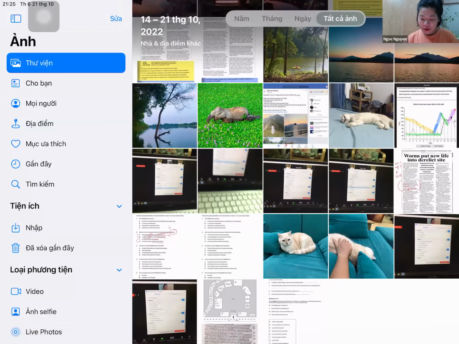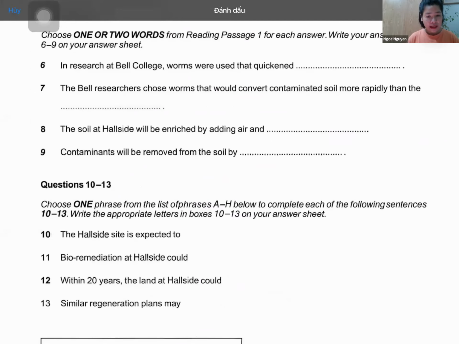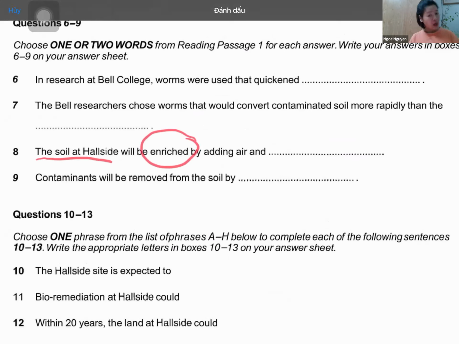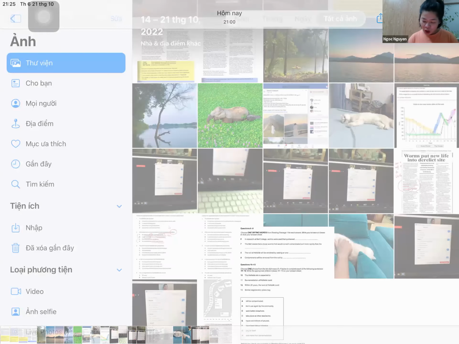Câu hỏi số 8 của bạn Phong. Đó là những con này thực sự rất có khả năng tái tạo đất. Thế nó sẽ tái tạo được điều gì cho chúng mình? Đó chính là đất tại khu vực whole site này được enriched, được làm giàu hơn bằng việc adding air and something. Thế thì rõ ràng trong đất nhờ con giun này mà có thêm không khí và thêm thứ gì nữa. Thì Phong ơi, cô muốn hỏi là Phong muốn hỏi cô điều gì ạ?